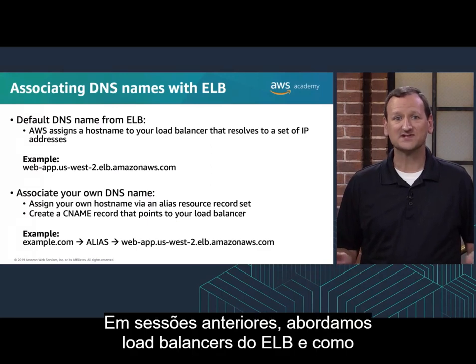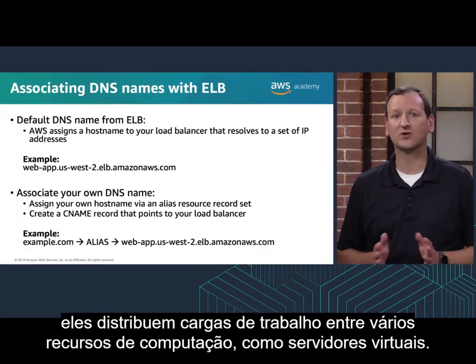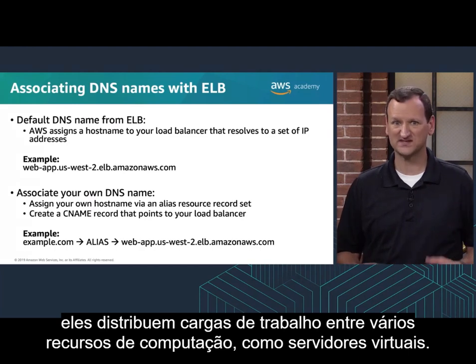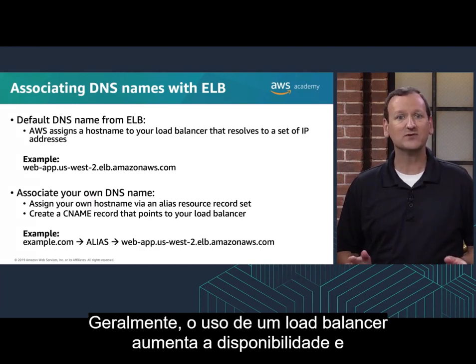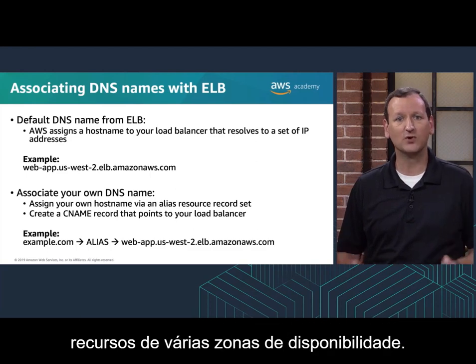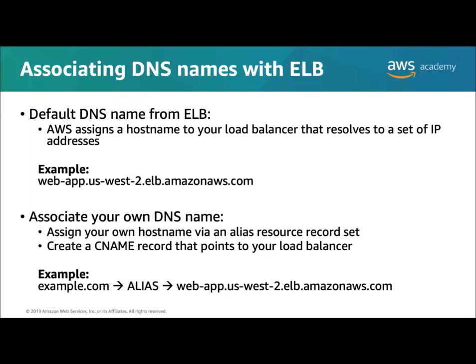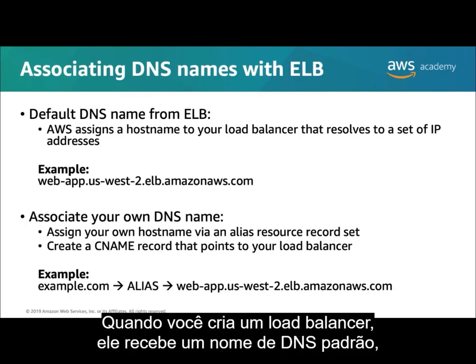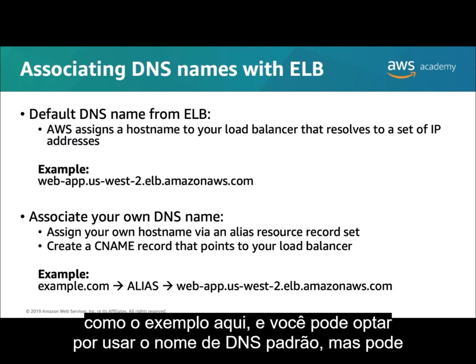In previous sessions, we covered ELB load balancers and how they distribute workloads across multiple compute resources, like virtual servers. Generally, the use of a load balancer increases the availability and fault tolerance of your applications because the load is spread over resources in multiple availability zones. When you create a load balancer, it is given a default DNS name, like the example here, and you can choose to use the default DNS name.